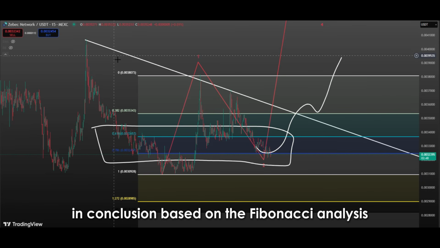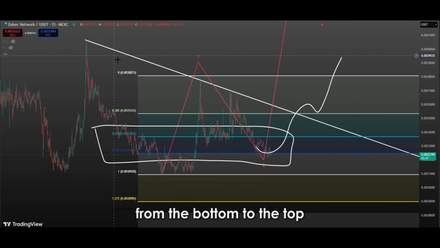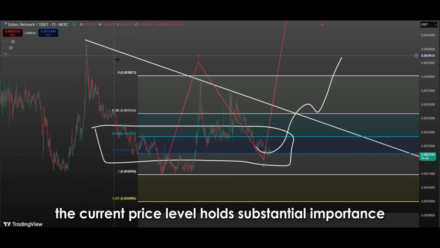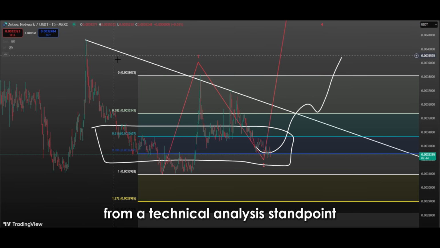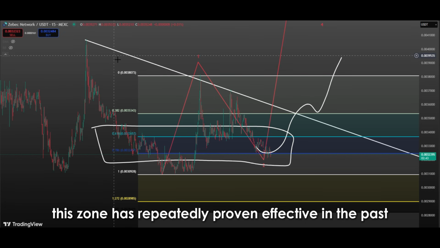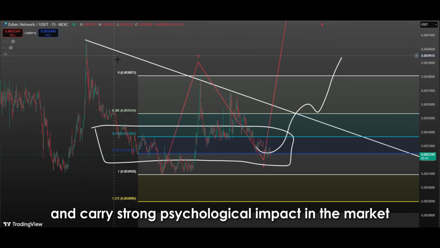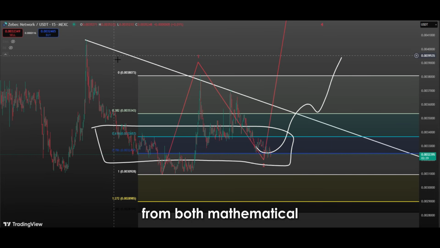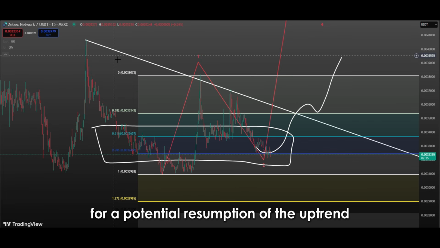In conclusion, based on the Fibonacci analysis from the bottom to the top, the current price level holds substantial importance from a technical analysis standpoint. This zone has repeatedly proven effective in the past and carries strong psychological impact in the market. From both mathematical ratio and market behavior perspectives, this area provides a foundation for a potential resumption of the uptrend.